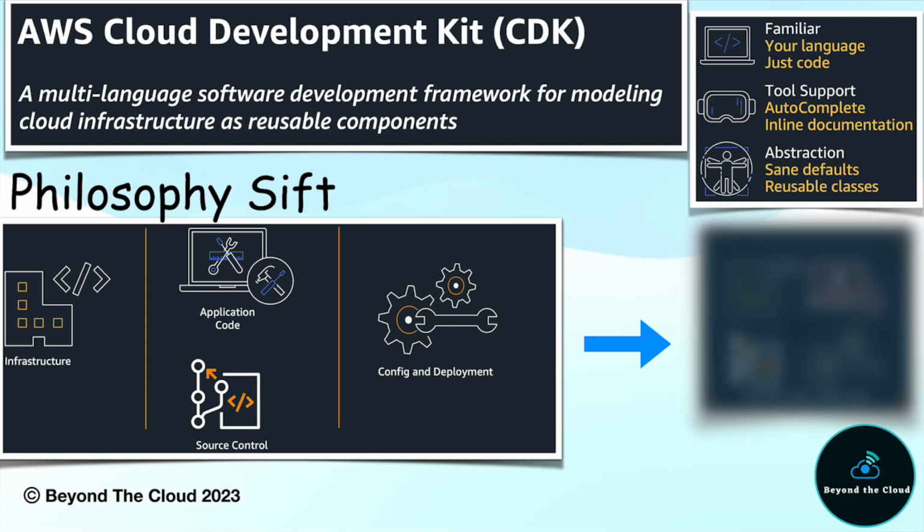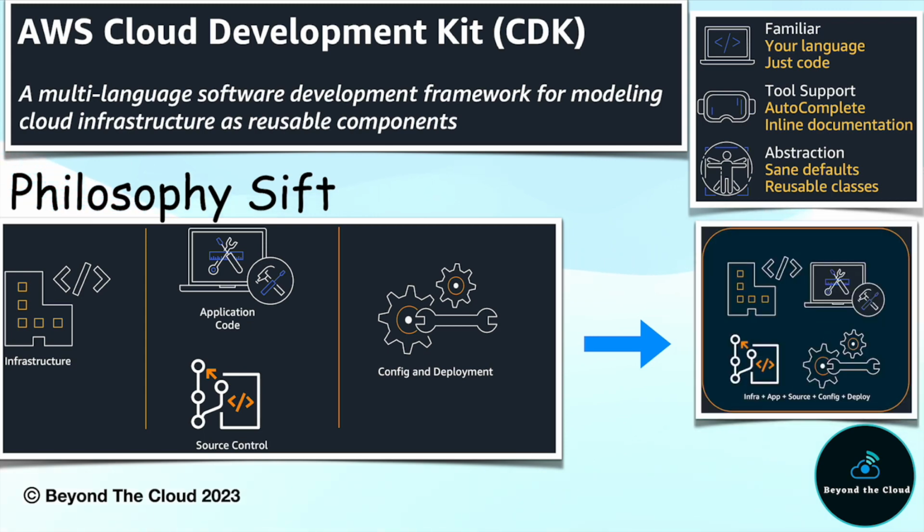In conclusion, the shift in philosophy brought about by the AWS CDK can be seen as a move from manual, siloed infrastructure provisioning to automated, unified, and efficient infrastructure as code. This shift has helped to streamline the software delivery process and ensure high software quality, while reducing the risk of human error and increasing efficiency.